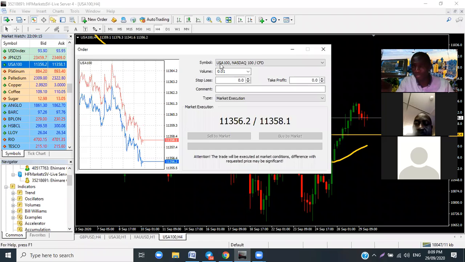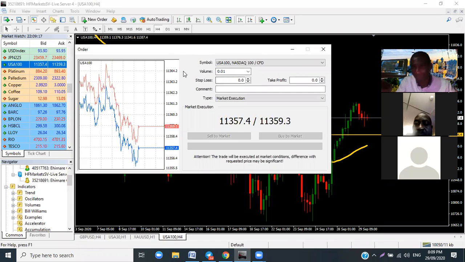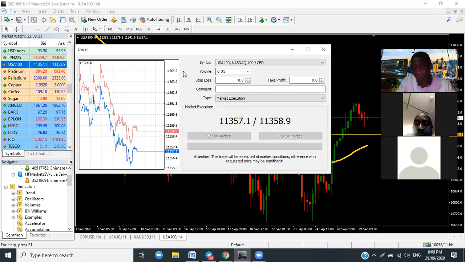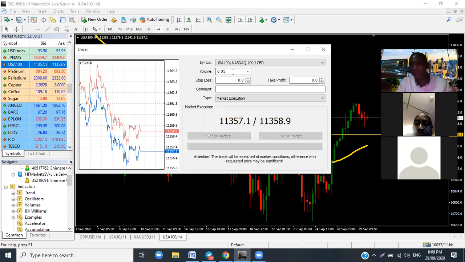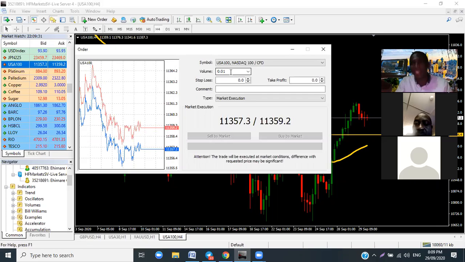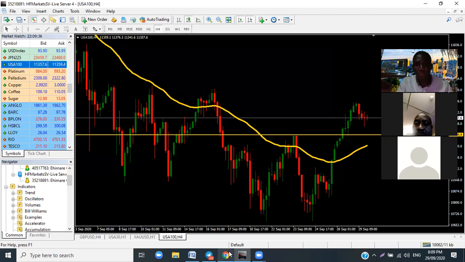Volume is your lot size. On MT4 for your laptop, it is called volume. For your phone, it's called lot size. Yes, so it's the same thing. It's basically how much you are placing, how much size is your account. Another word for it is position size.